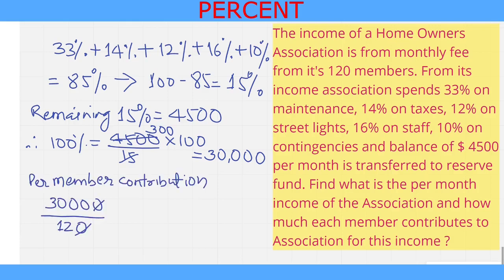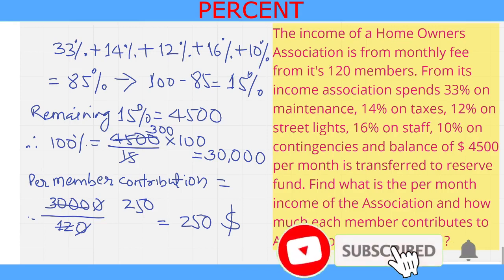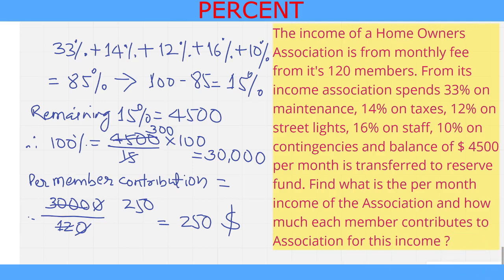So per member contribution equal to 30,000 divided by 120. 0 of denominator cancels 0 of numerator, and 12 divides 3,000 for 250 times. This is equal to $250 per member. Thus every member of the association has to pay $250 per month to meet out the expenses of the association.